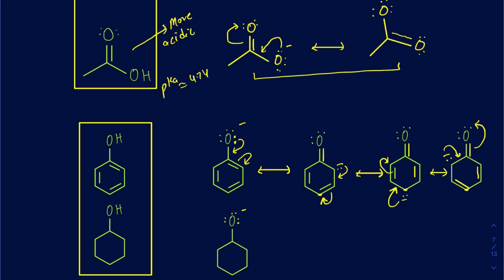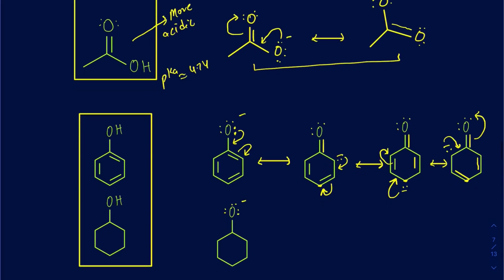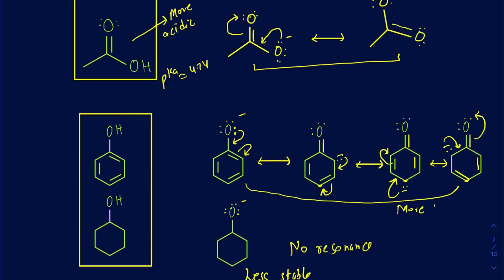So you do have multiple resonance structures for this particular one, but when I'm looking at the second one, we don't really have any resonance structure. There's no way for that oxygen lone pair to go anywhere, so there's no conjugated double bonds or pi bonds around. And as a result, since there's no resonance, this is going to be less stable. And the conjugate base on the top, because of all these resonance structures, is going to be more stable. So the more stable conjugate base will give you the most acidic acid. So this first one right there is going to be more acidic.